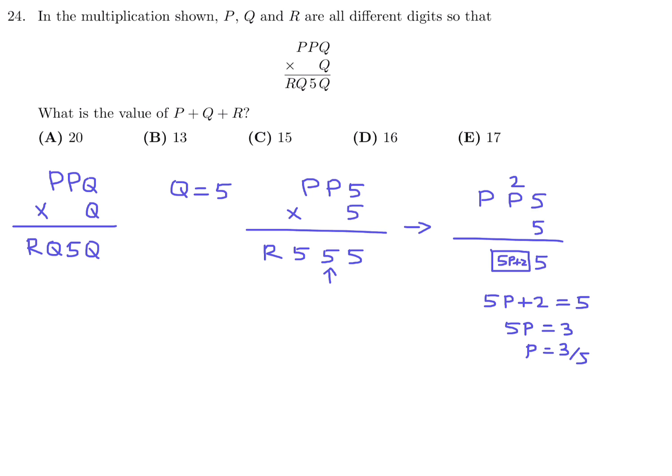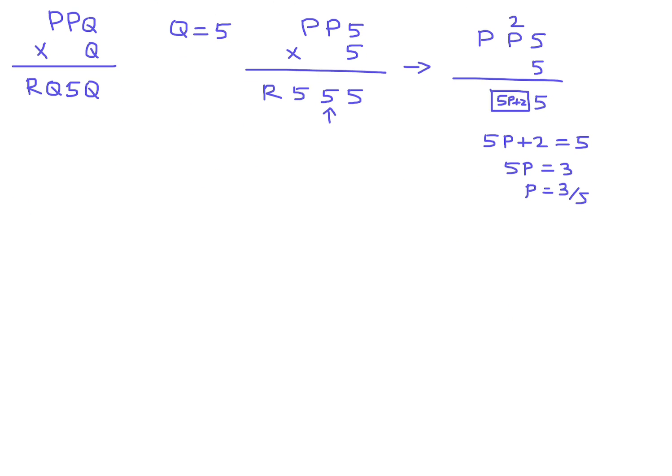Well, obviously that doesn't work, right? There's no way that we can have P is equal to 3 over 5. P has to be an integer. Okay. Well, let's move on.